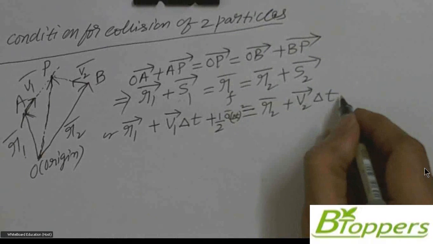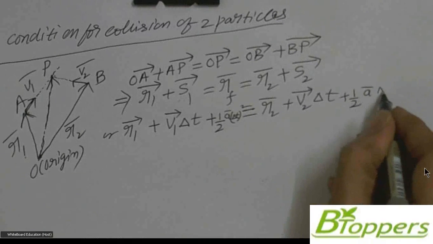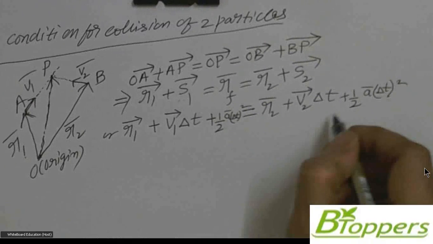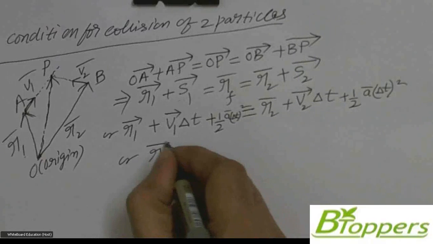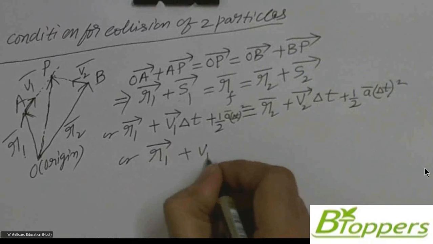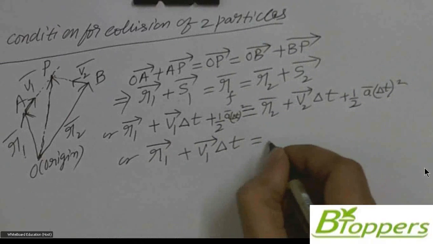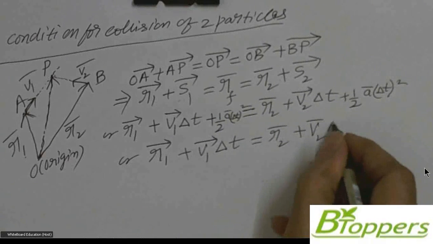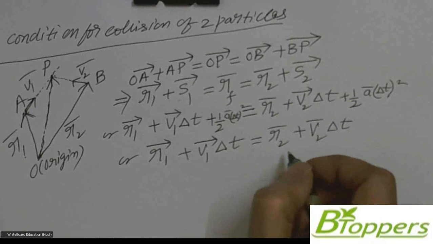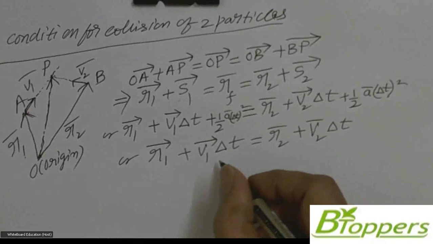And S2 bar can be written as V2 bar into delta t plus half A bar into delta t square. That means you can arrive at this equation: R1 bar plus V1 bar into delta t equal to R2 bar plus V2 bar into delta t. You can write this equation for both the types of problems.